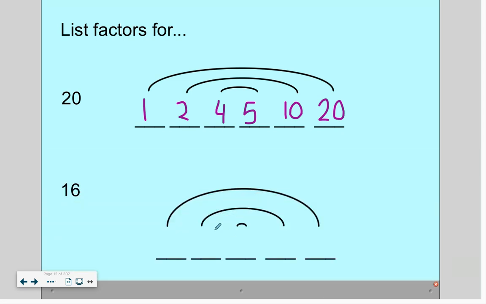The factors of the number 16, let's start with 1 and 16. Since 16 is even, it would be 2 and 8. And then our last factor is 4, because 4 times 4 is 16.